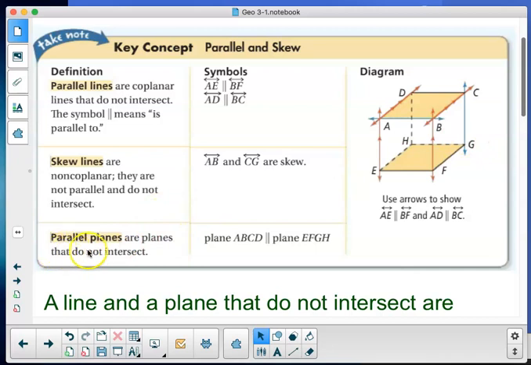Parallel planes are planes that do not intersect. So this plane, ABC, or in our case here, they're naming it with four letters, plane ABCD, is parallel to plane EFGH. Planes like the ceiling and the floor are parallel, and the front wall and the back wall, the side wall and the side wall, so keep those in mind.